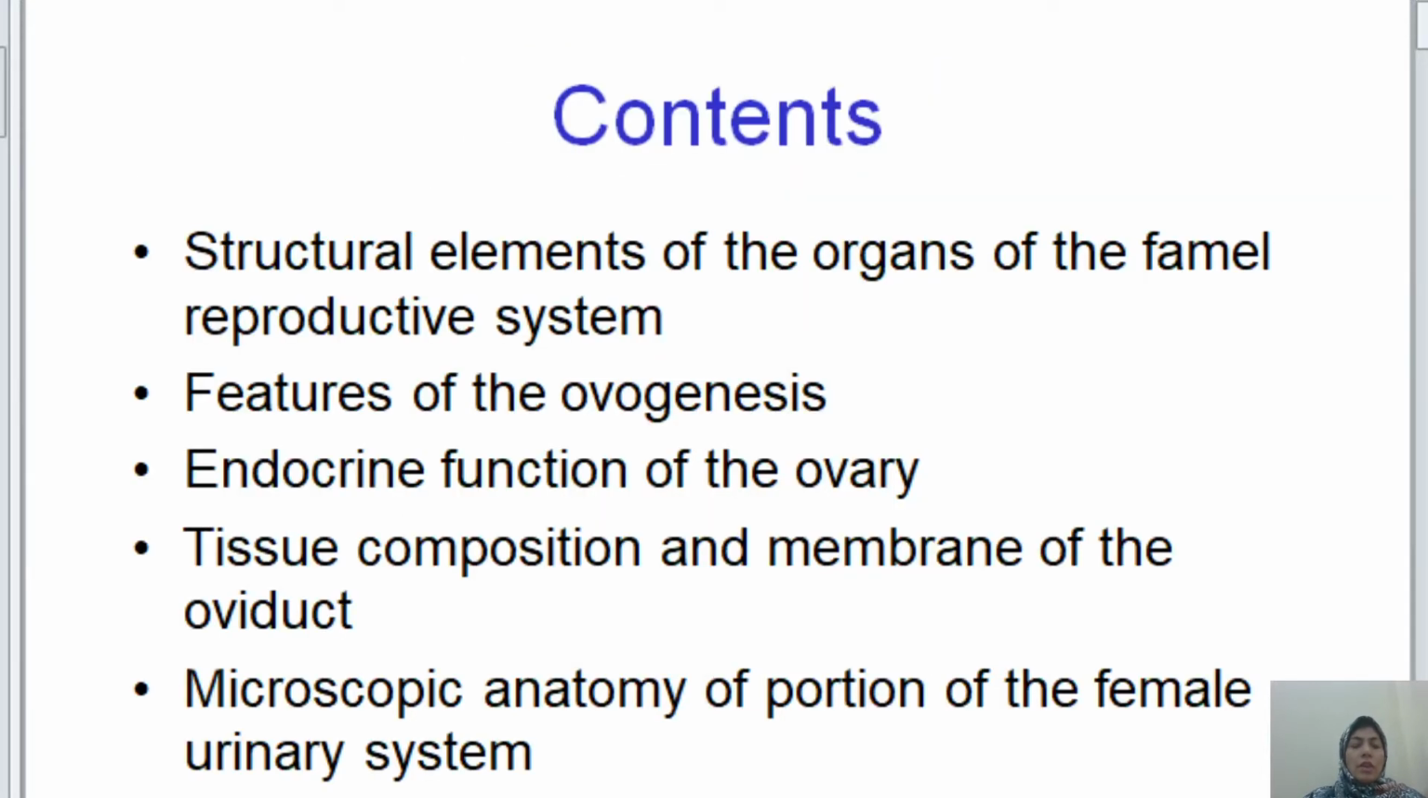The contents that I will explain in this presentation: the first topic is about the structural elements of the organs of the female reproductive system. The second one is about the features of oogenesis, and the third one is about the endocrine function of the ovary. The fourth one is about the tissue composition and membrane of the oviduct, and the final topic is about the microscopic anatomy of a portion of the female urinary system.